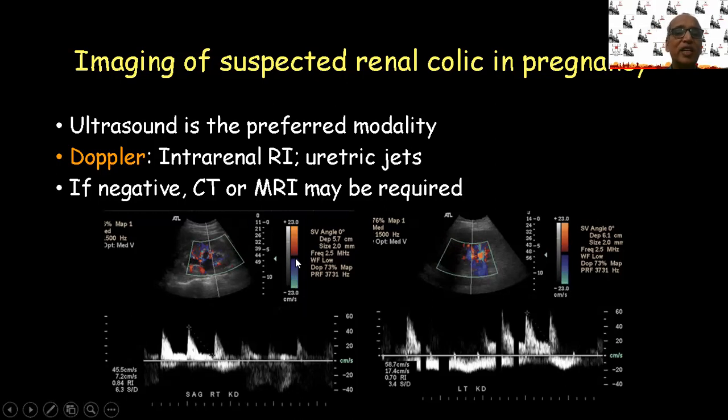Here you could use intrarenal resistive index. You compare the RI from the index kidney to the opposite kidney. Here you find that the RI is 0.84. It's elevated as compared to the left kidney, which does not show any dilatation, and the RI is 0.70. So elevated RI in the symptomatic kidney, you need to take that as a sign of obstruction.